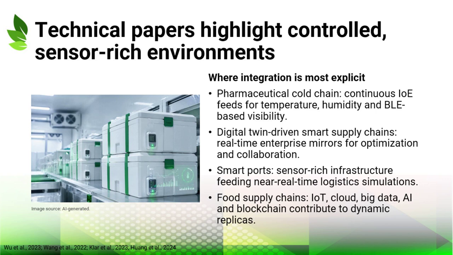Digital twin-driven smart supply chains provide a broader enterprise view, where the twin mirrors physical operations and supports optimization and collaboration. Smart ports show how sensor-rich logistics infrastructure can feed near real-time simulations of material handling and shipments. Food supply chain research also emphasizes dynamic digital replicas that combine IoT, cloud computing, big data, artificial intelligence, blockchain, and supplier portals. These examples define the current state of practice.